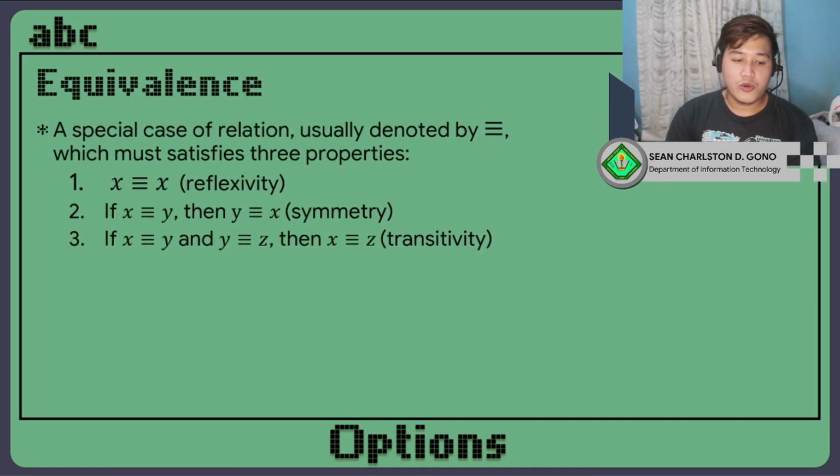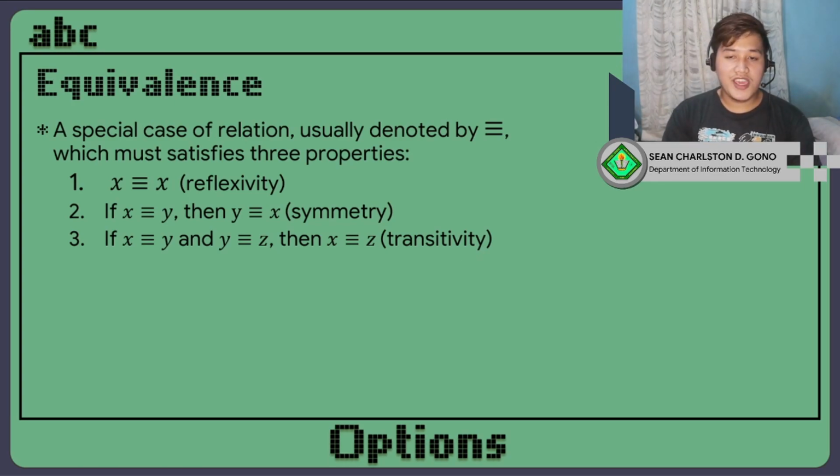Now let's talk about equivalence. Equivalence is a special case of relation, and it is usually denoted by this symbol. The symbol 3 equals, that means equivalence. And this must satisfy 3 properties. So we need to satisfy reflexivity, that is x equivalence of x. We need to satisfy symmetry, that is if x is equivalence of y, then y is equivalence of x. And then we need to satisfy transitivity, that is if x is equivalence of y and y is equivalence of z, then x is equivalence of z. So these 3 must be satisfied by a relation in order to call it equivalence.